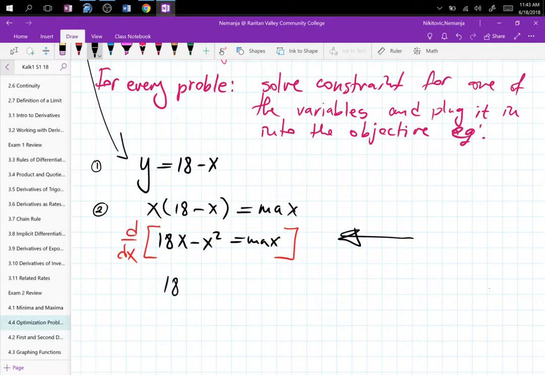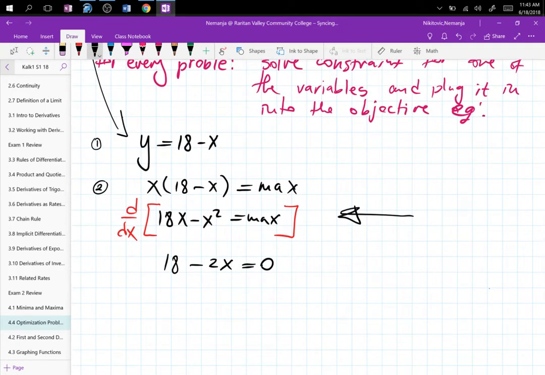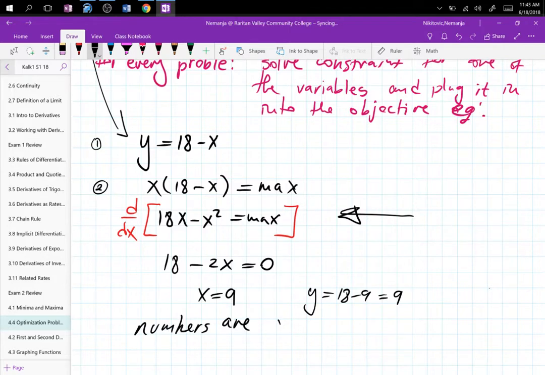So 18 minus 2x equals 0. When you differentiate, x is 9, y is 18 minus 9, also 9. Numbers are 9 and 9.